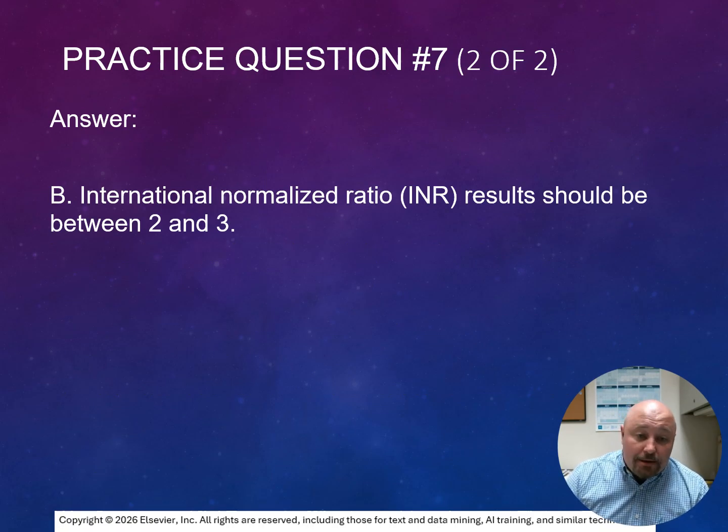The INR results should be between 2 and 3. For answer D, green leafy vegetables are chock full of vitamin K, and that's going to be something you see come up a lot in ATI and NCLEX. Patients taking warfarin should avoid eating large amounts of vitamin K because that is the antidote.